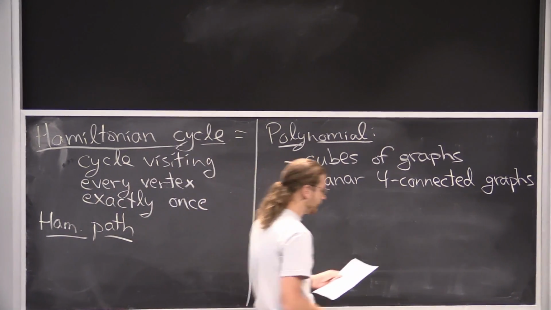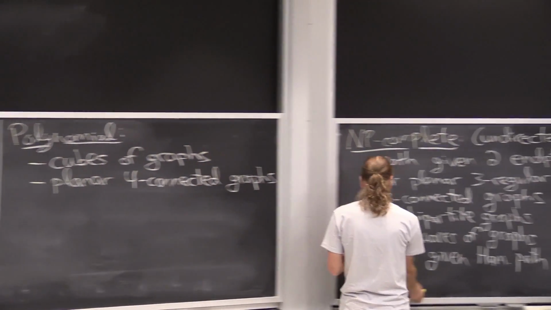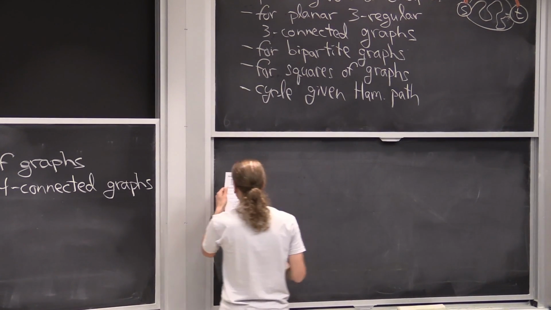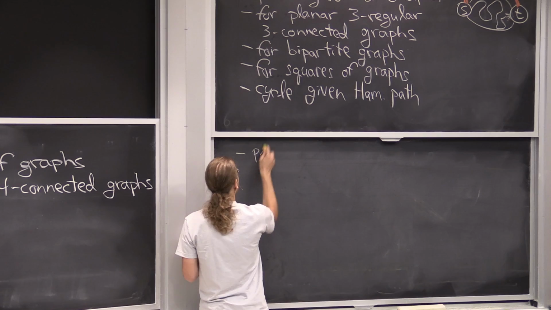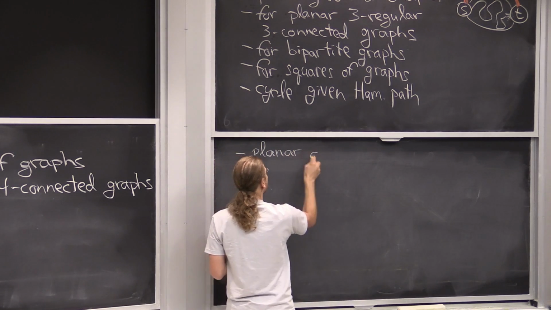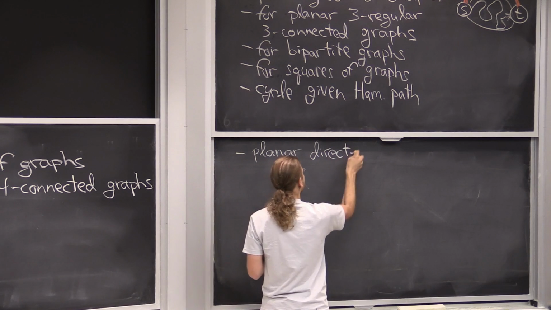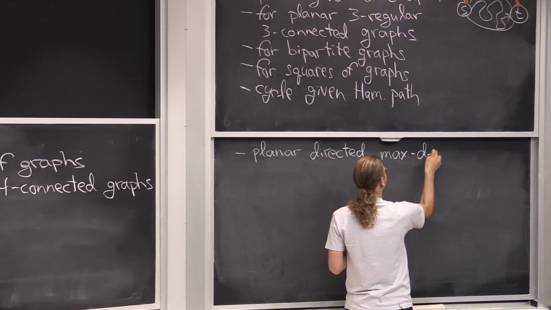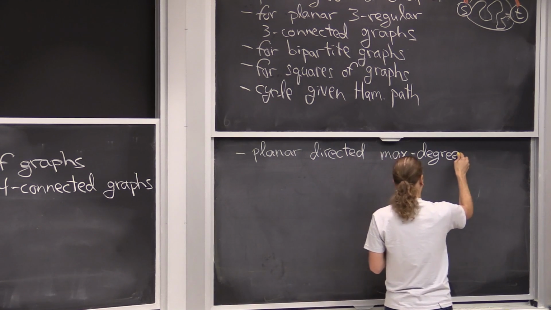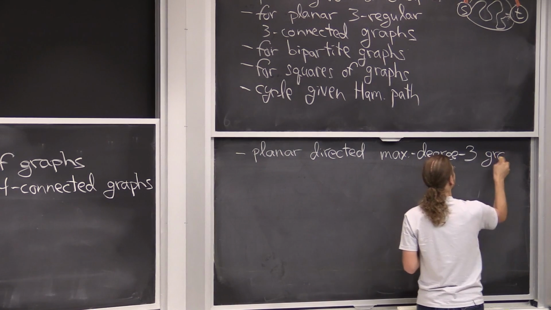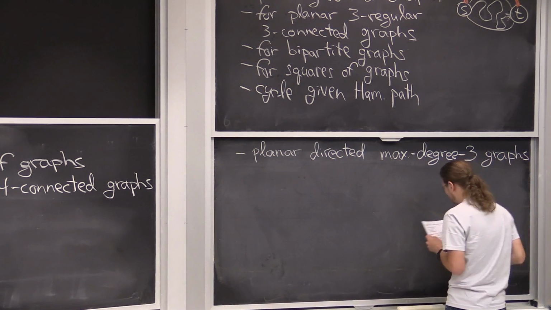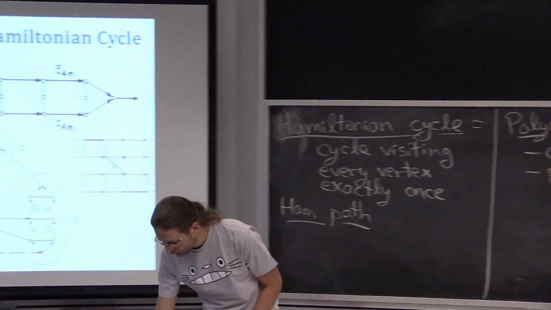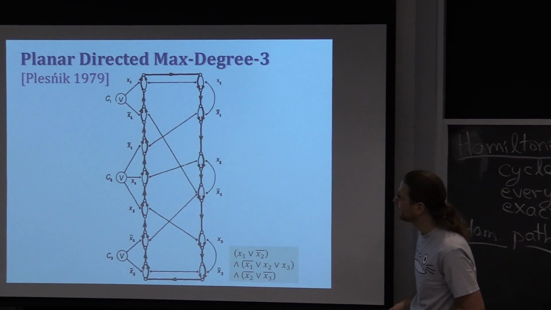So in fact, the first one we will prove is, this may seem a little weird because I wanted to do undirected, but we're going to make it undirected in a moment. We're going to do a series of reductions. The first one we'll do is planar max degree 3 graphs. Okay, so this will be a reduction from 3-SAT.